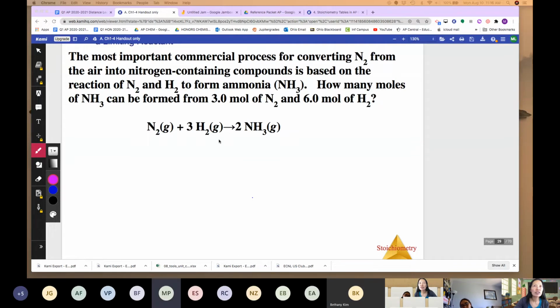Okay, so first let's write down what we have. It says you're gonna make ammonia. You want to know how much you'll make if you start with, everybody write this equation down on your paper and leave space in between them.